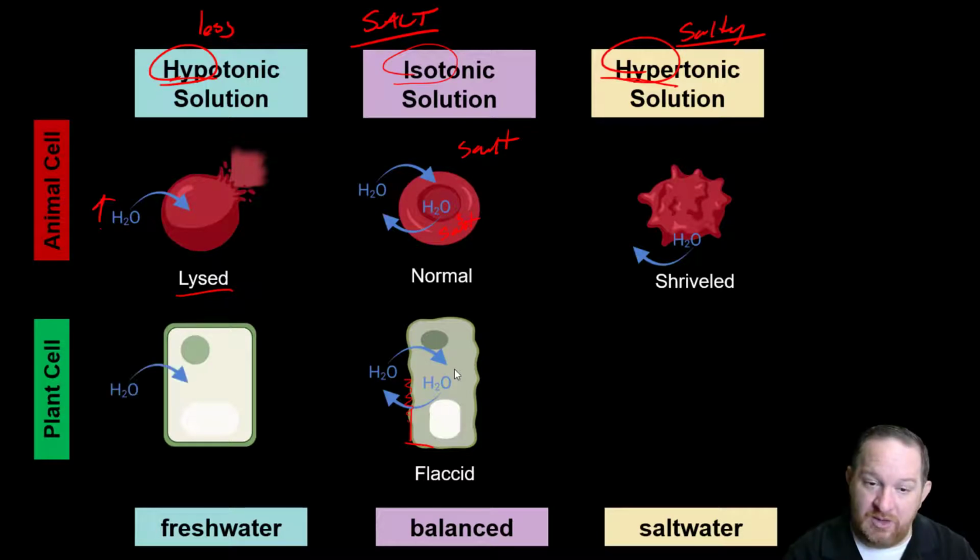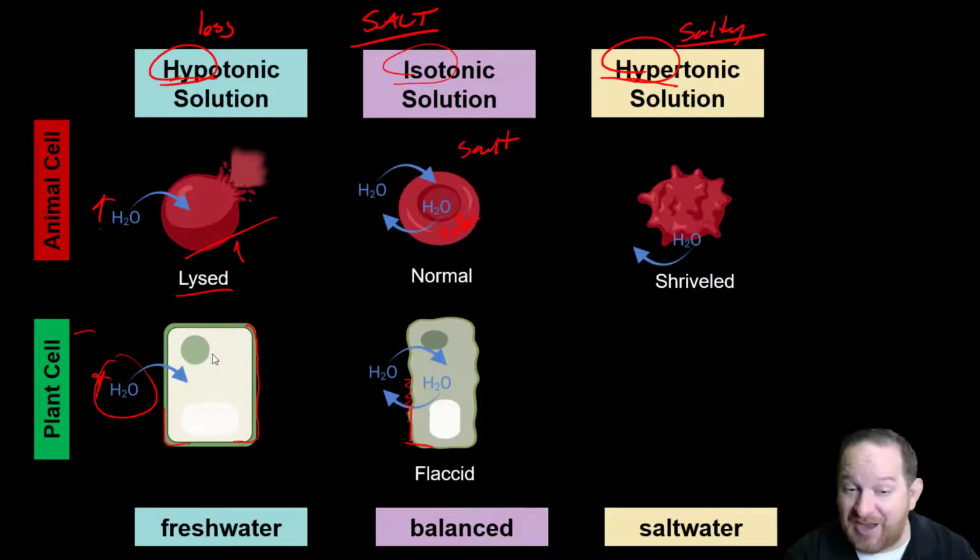Fresh water, however, what will happen is, because there's a high concentration of water outside, the water will move into the cell. Now, remember up here in the red blood cell, that caused it to burst. But here's a big difference. Plant cells, you will remember, have this cell wall that's rigid. So it is less likely to burst.